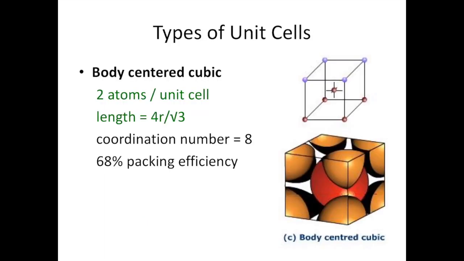So in a body-centered cubic cell, you have 2 atoms per unit cell. And the length of one side is 4 times the radius over the square root of 3. That square root sign's kind of funky, so.